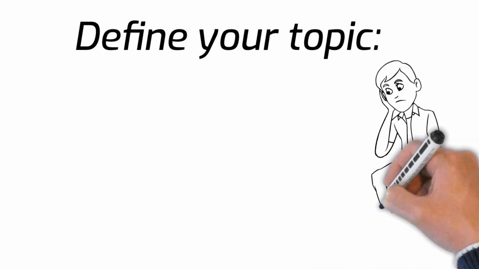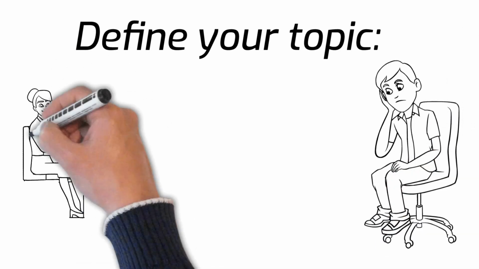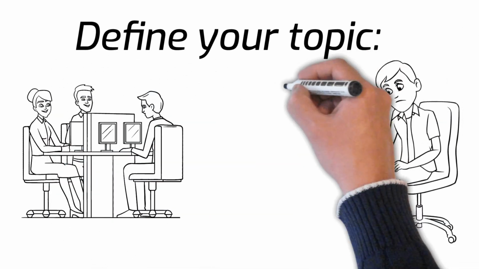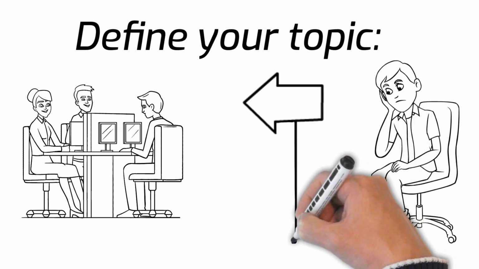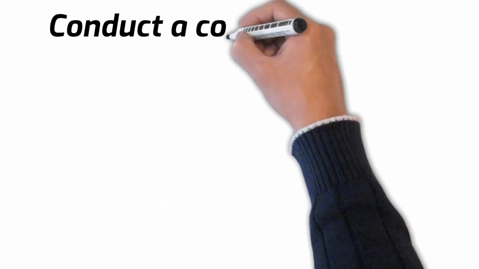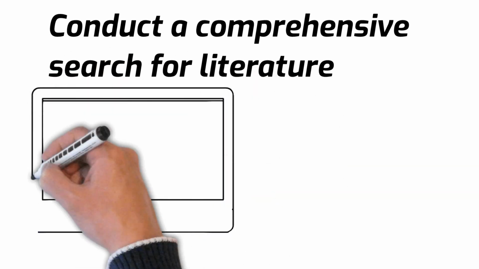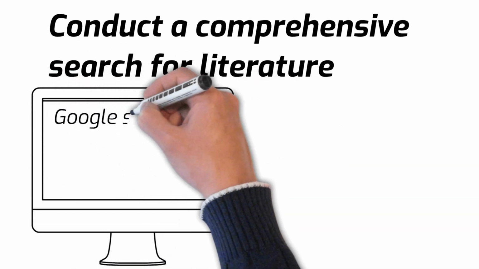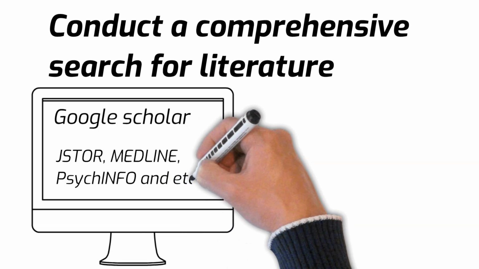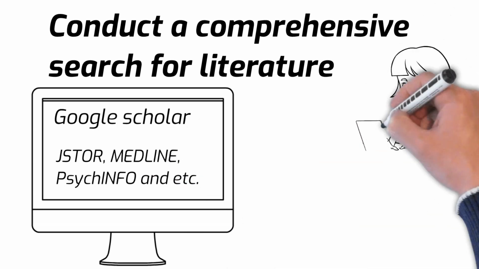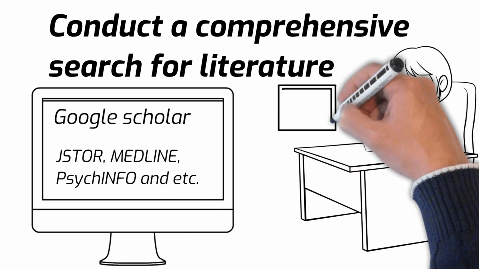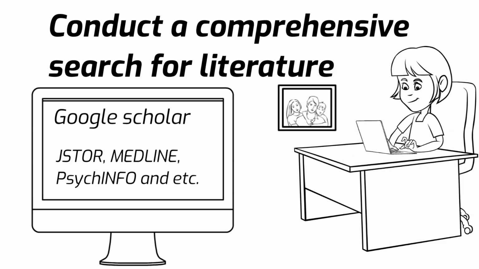Define your topic. Identify the research question or thesis statement as it will guide you in selecting relevant literature. Conduct a comprehensive search for literature. Utilize online databases, such as Google Scholar, JSTOR, Medline, PsycInfo, and other academic websites containing related publications.